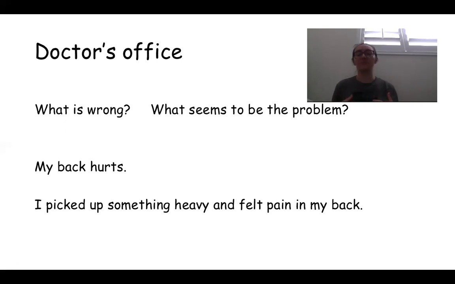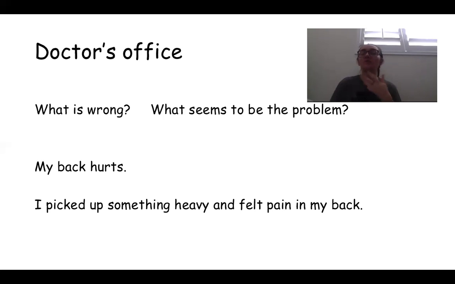But sometimes you have to tell them how it happened. You have to explain the order of how things happened, right? So even though they say, what is wrong? What seems to be the problem? They can also ask you, how did it happen? What were you doing when it happened, right? So they used what were you doing? So what was the action that you were doing? When, which is time, when it happened.